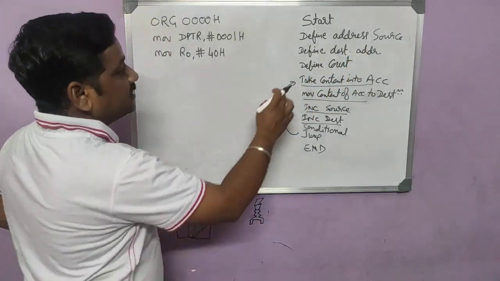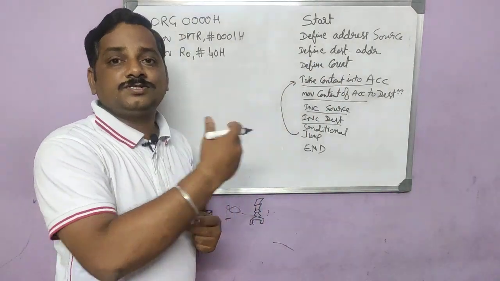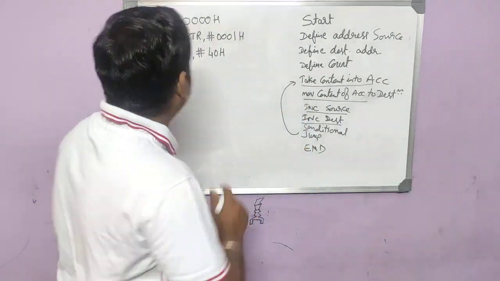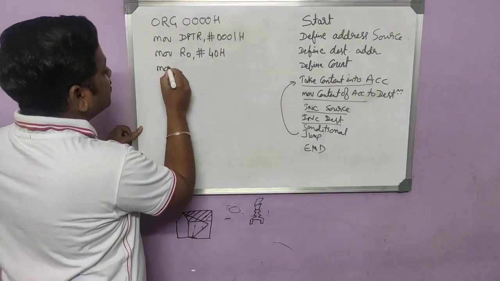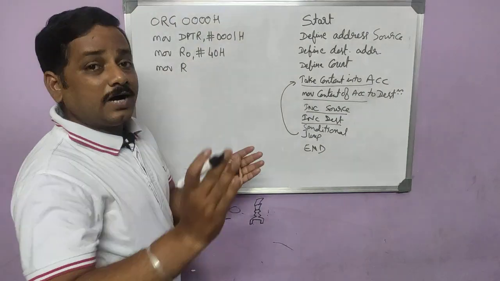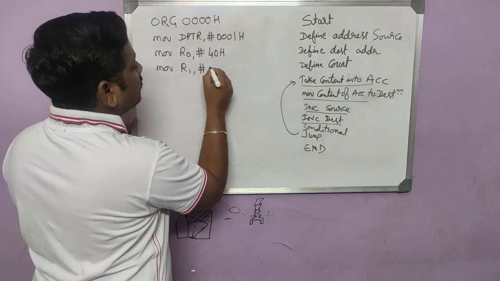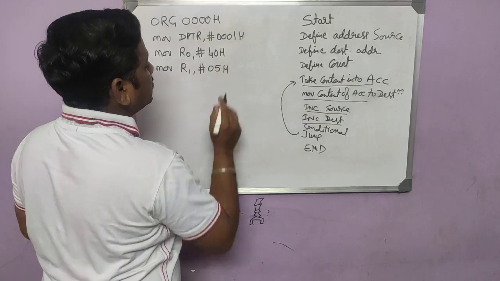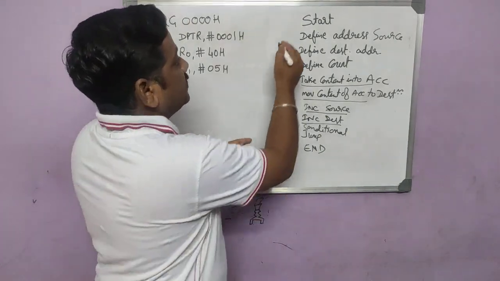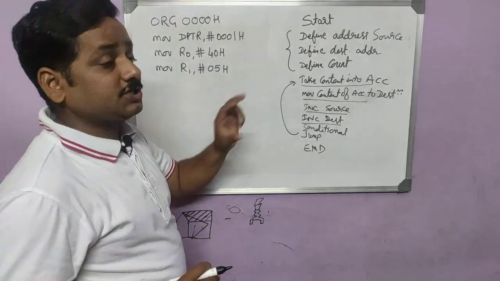Then define the count. How many numbers do you need to transfer? How many times do you need to jump back? I want 5 data, so I'll take 5. That has to be assigned to one of the registers. R0 is already used, so you can use any of R1 to R7. Let me take R1, and I want 5, so I'll take it as 05H. So defining the addresses has been done. Now let me start the actual logic.